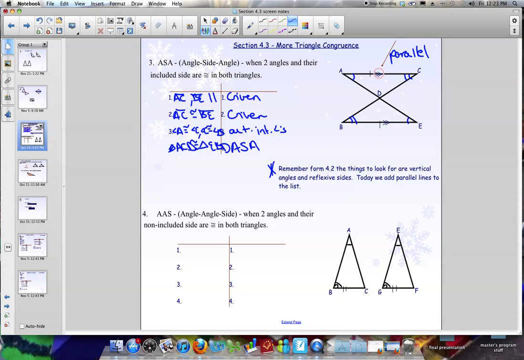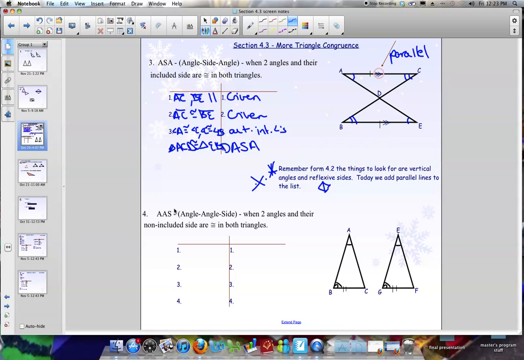A key thing to remember when you're looking at two triangles being congruent, from the last lesson, we looked at vertical angles, angles that make an X, we know those are congruent, and reflexive sides. So we know that if two triangles share a side, we can say that the side is equal to itself using the reflexive property. Today we're adding parallel lines to that list. When you have parallel lines, you should automatically remember that that will give you alternate interior angles.